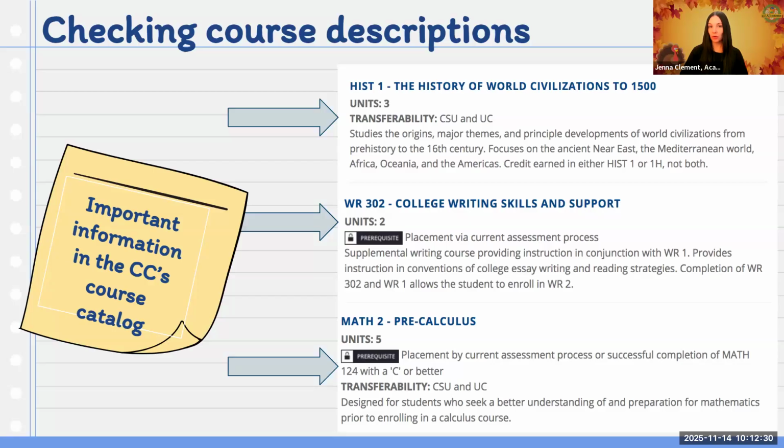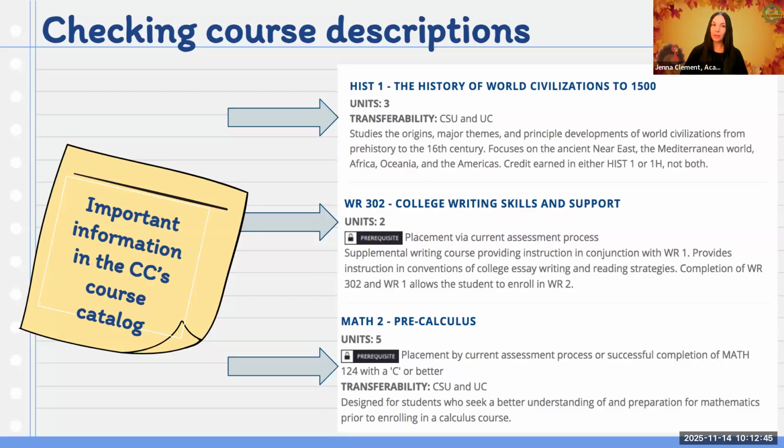You're going to see a course code, which is the Hist. You're going to see a course number, which is the 1, and you're going to see a course title. That'll give you a quick snapshot of what course it is that is being offered. Next, you're going to see how many units this is in terms of college units.